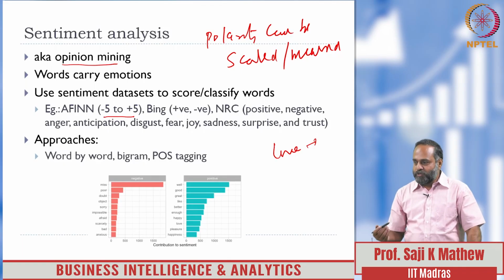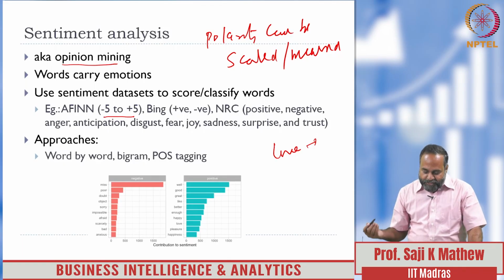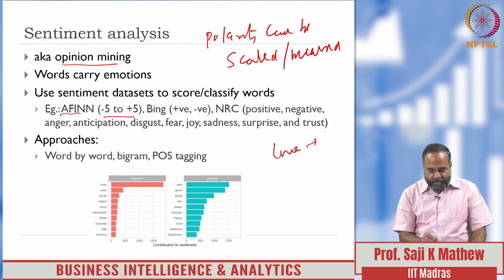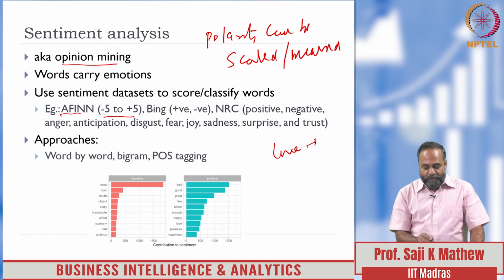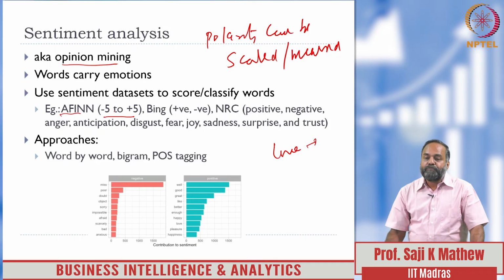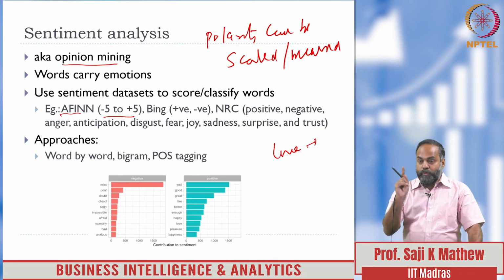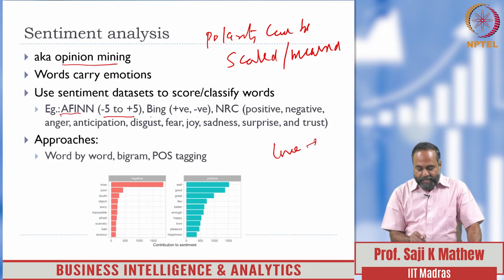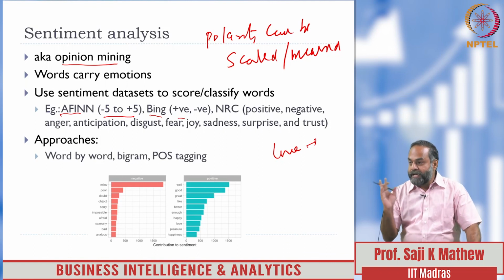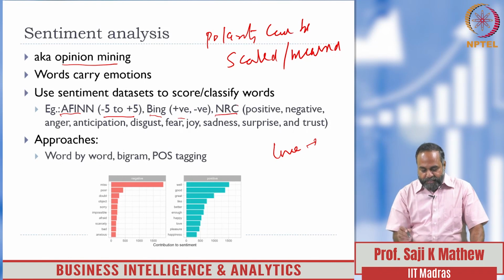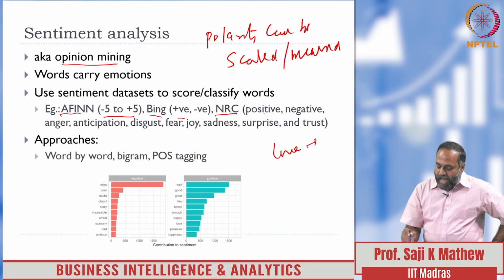There are projects through which these dictionaries have been created, lexicons have been created, and there are different such sentiment data sets which are available. One of them is Afinn, which gives a score to each English word in a scale of -5 to +5. And there is Bing, which classifies each word as either positive or negative. This is binary classification. There is also NRC, which actually has how many classes?